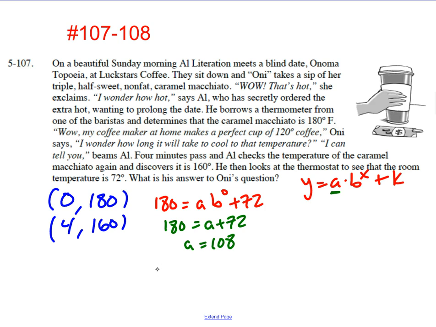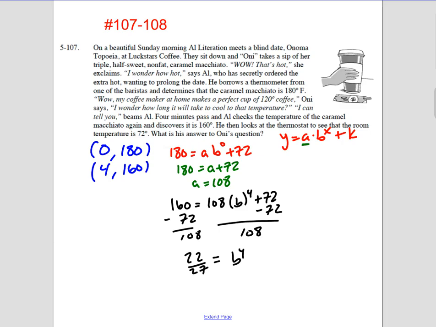But we do kind of want to make a system of exponential equations. Now that I have an a value, I can go 160 equals 108 times b to the 4th plus that 72 still. So if I work that out, I can rearrange my equation by subtracting the 72 and then dividing by the 108 to get to the b to the 4th. If I take the 4th root of that side, that b value was 0.95.